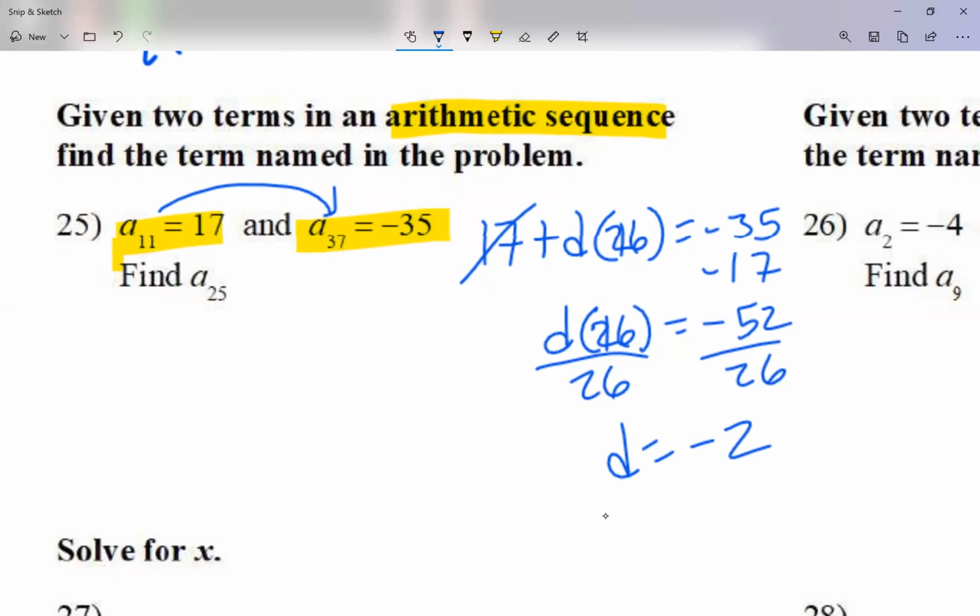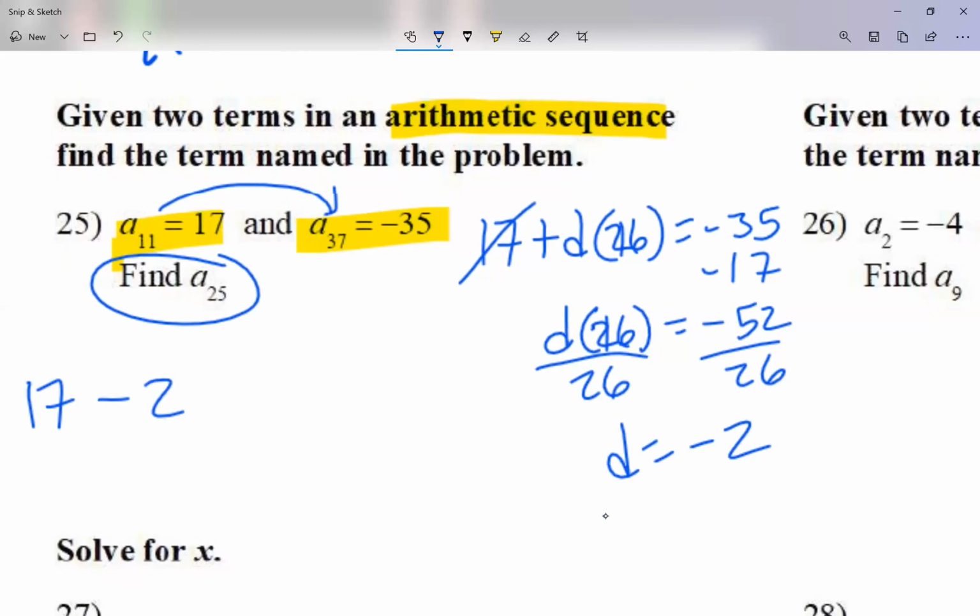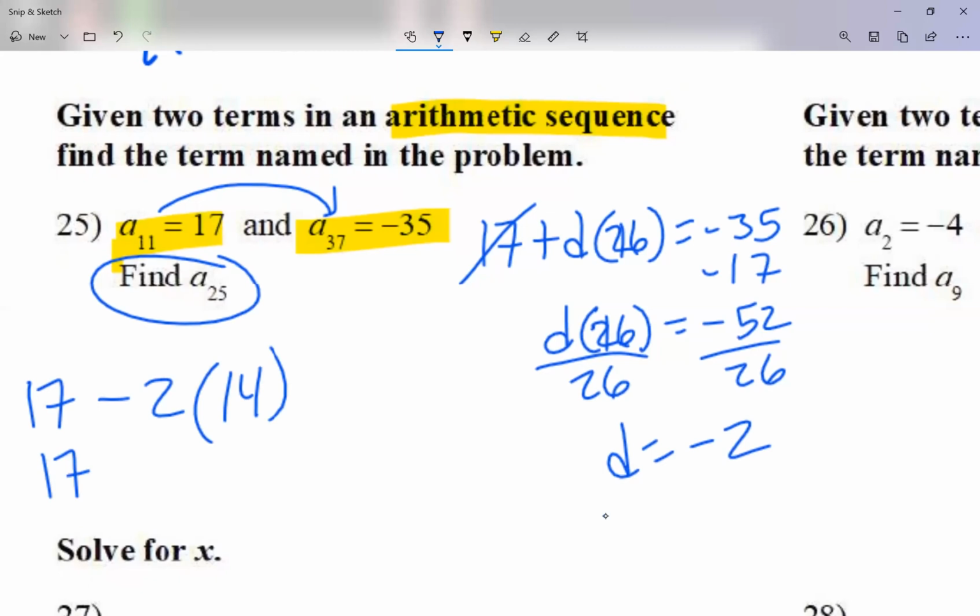All right. So now I'm able to find the 25th number on the list. So I'm going to start with 17th, which is the 11th number on the list. And I'm going to subtract 2, because that's my difference. I'm going to subtract 2 14 times. So I have 17 minus 28, because I have to do the multiplication first. I get -11.